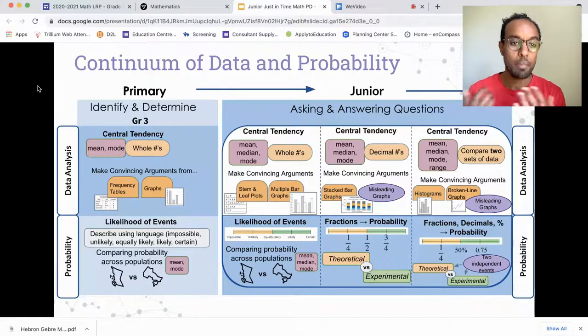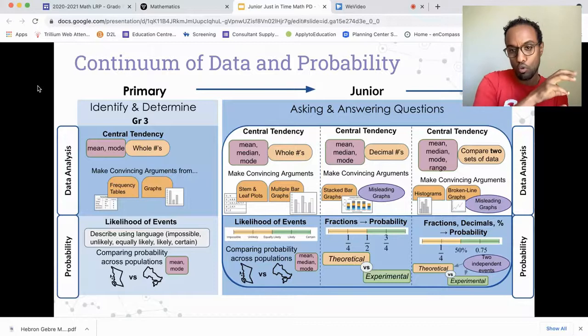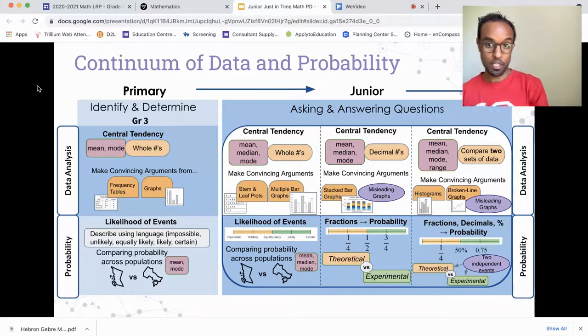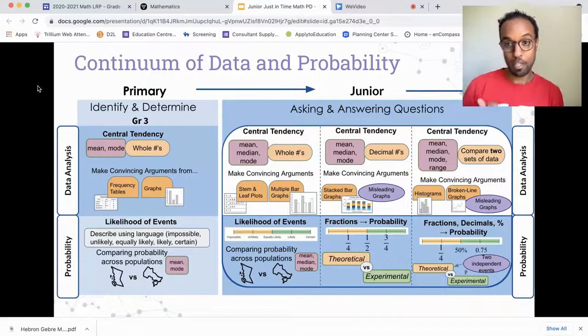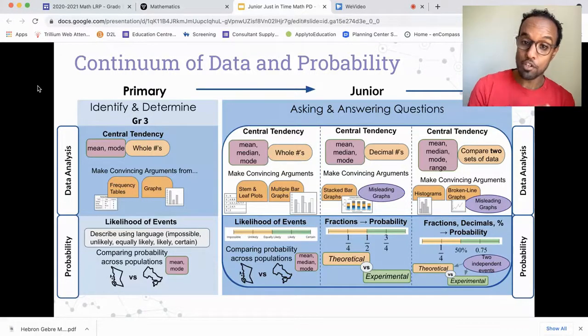And using those graphs to make convincing arguments. They're going to be asking questions about those graphs. And this is something that goes across all grade 3, 4, 5, and 6. When we look at central tendency for grade 4, we're looking at mean, median, mode in whole numbers. In grade 5, we add decimal numbers to that. And in grade 6, we do mean, median, mode, and range.